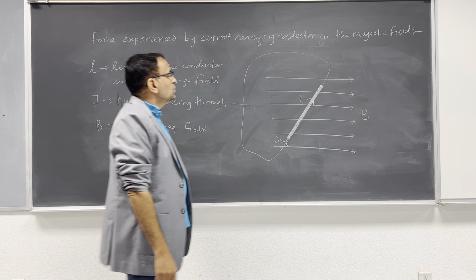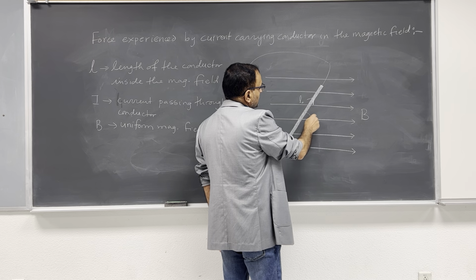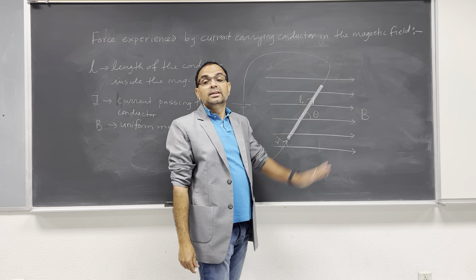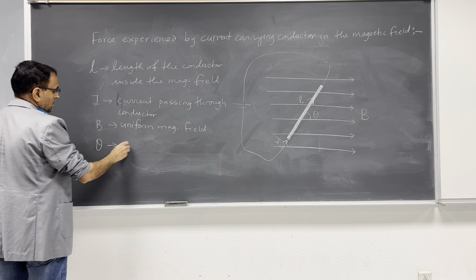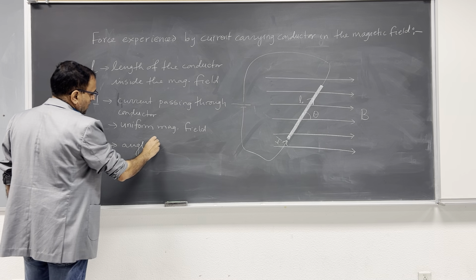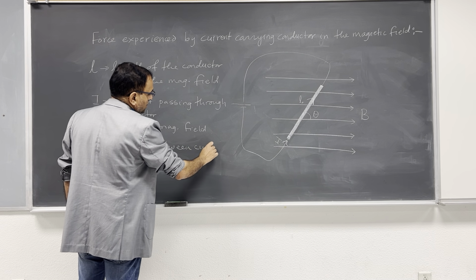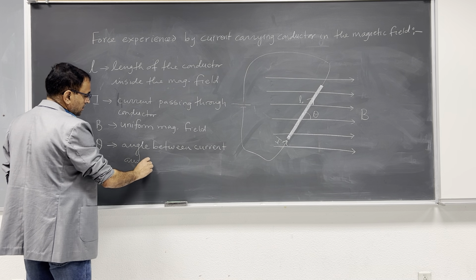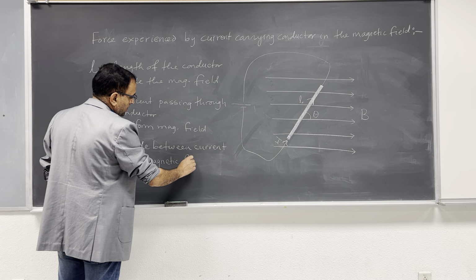And let us suppose there is a current here, so this angle theta, theta is the angle between the current and the magnetic field.